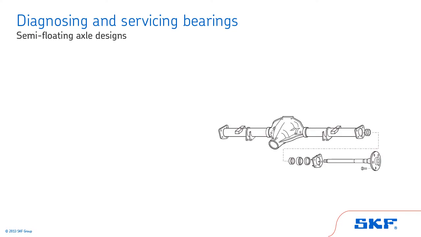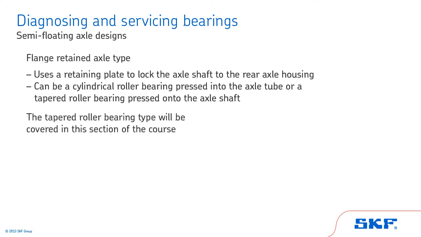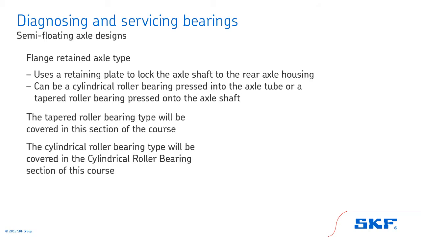The second semi-floating design is called a flange-retained axle type. This style uses a retaining plate to lock the axle shaft to the rear axle housing. The bearing can be a cylindrical roller bearing pressed into the axle tube or a tapered roller bearing pressed onto the axle shaft. The tapered roller bearing type will be covered in this section of the course. The cylindrical roller type will be covered in the cylindrical roller bearing section of this course.